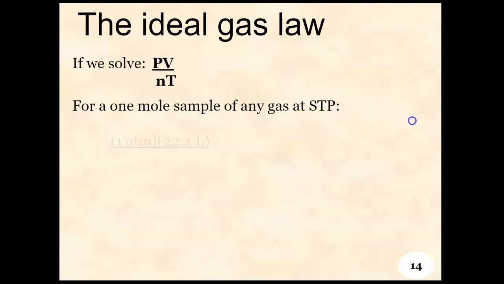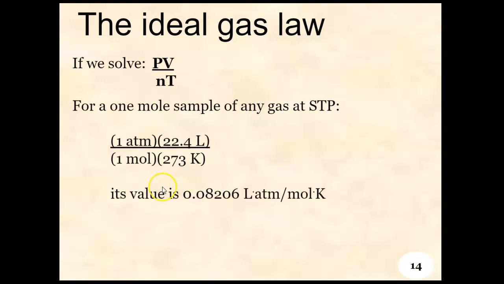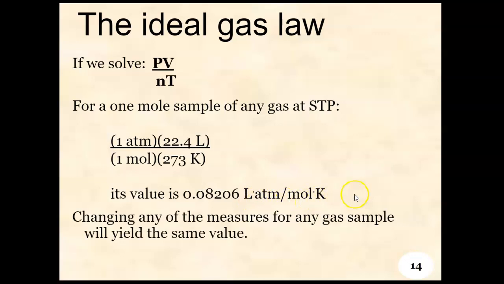So then you have this thing called the ideal gas law. This is PV equals nRT. And this R is, if I was to calculate this out, at a normal STP, 1 ATM times 22.4 liters. Remember that. 1 mole is worth 22.4 liters. And again, this is over 1 mole at 273 Kelvin. All right, so if I actually calculate this out, I get 0.08206 liters ATM per mole Kelvin. Changing any of these measures for any gas sample will yield the same value.